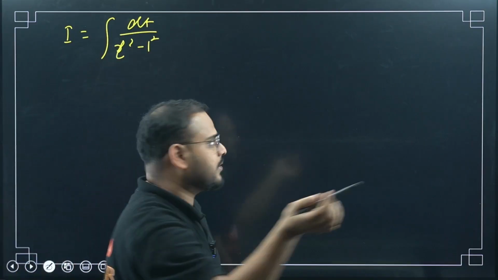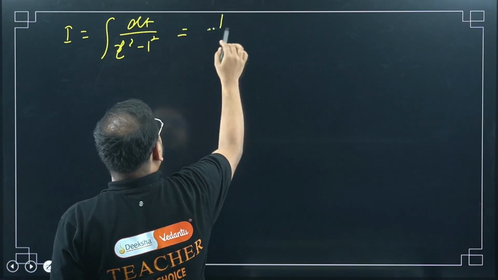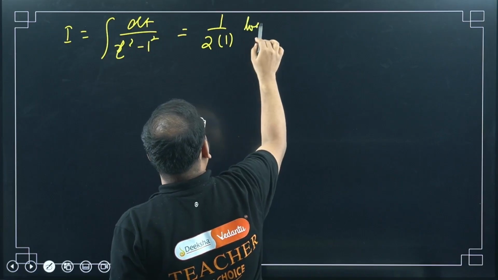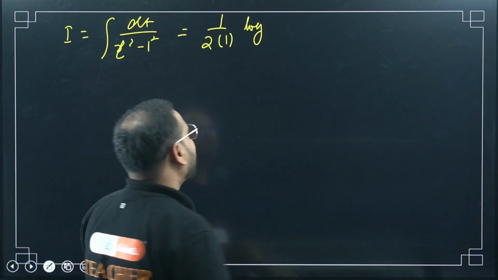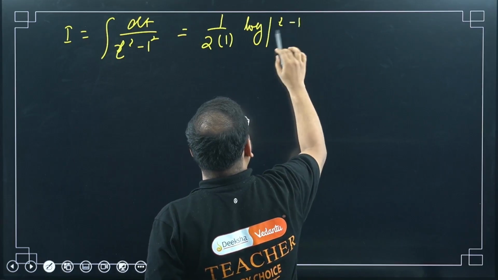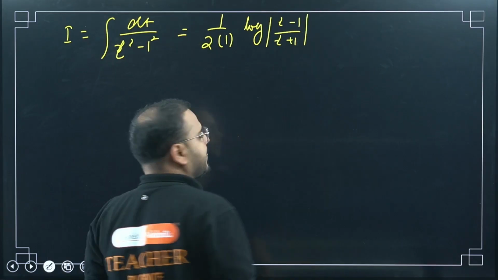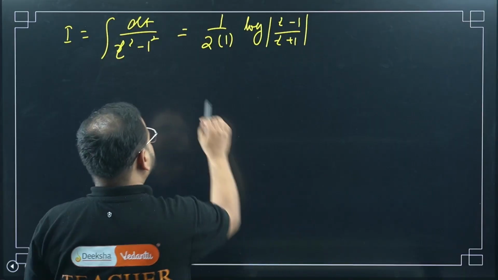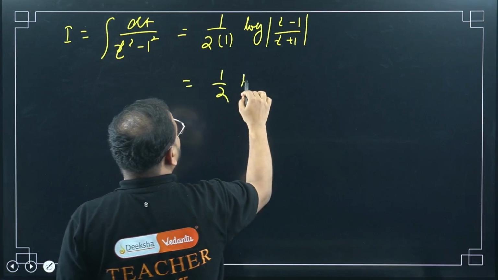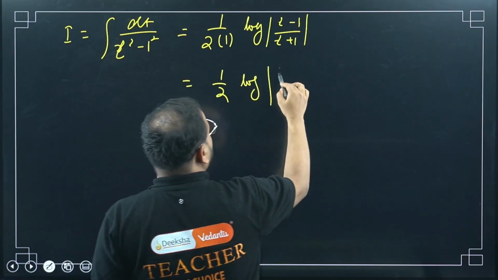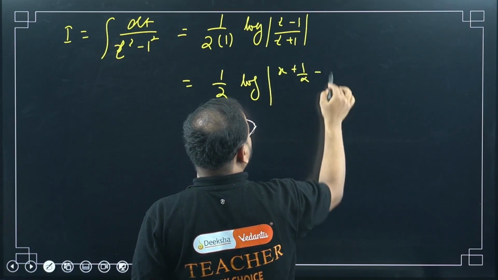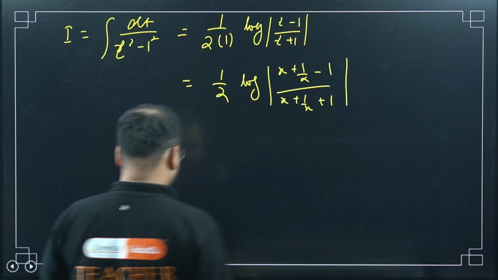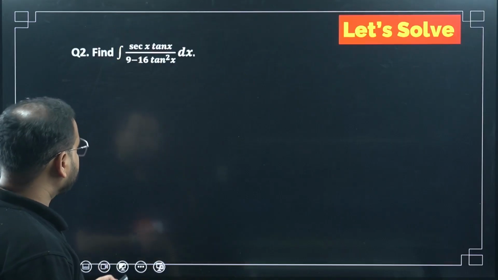x square minus a square. What is the formula? Tell me. 1 upon 2a. What is a? 1. Okay. Then log of x minus a is there, so x minus a will come in the numerator. So t minus 1 upon t plus 1. Okay. If it was 1 minus t, what are we going to do? We'll write it in the denominator. Okay. So 1 by 2 log of, what was t? t was x plus 1 by x, so (x plus 1 by x minus 1) upon (x plus 1 by x plus 1). Please have a look. No problem. Okay.